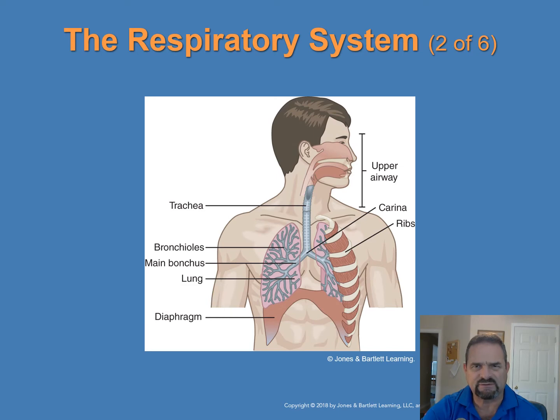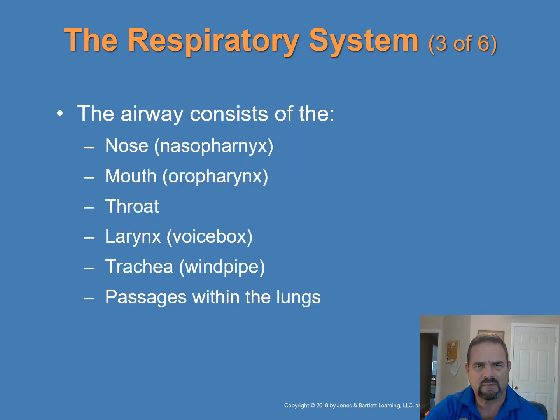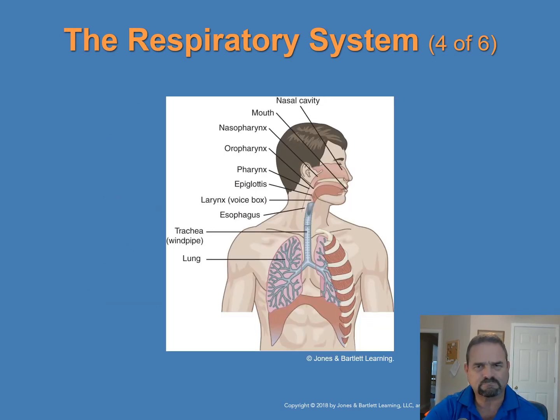All right, so here's a diagram of the respiratory system. It shows the upper airway and its contents, to also include the lower airway from the trachea to the bronchioles, to the main bronchus, and the lungs and the diaphragm. You'll see good representation of this in your book. All right, so those are the airway. It consists of the following: nose, mouth, throat, larynx, trachea, and passages to the lung.